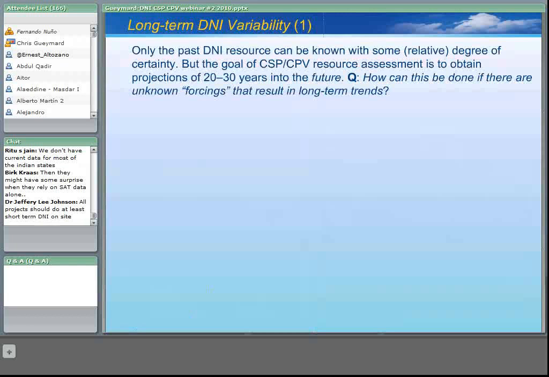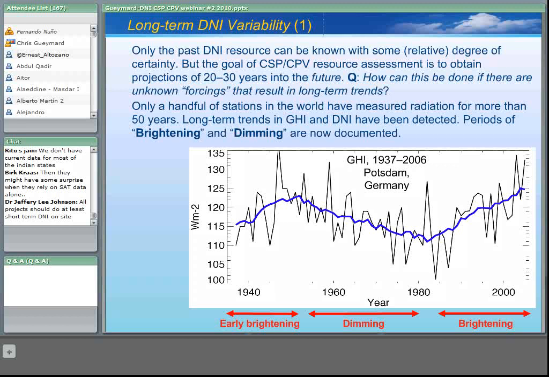We have now obtained some interesting data from the past, and that show that we have kind of cycles, and they are called brightening or dimming. So this was an early brightening period until the 1950s, followed by some dimming period until the 1980s, maybe early 1990s, and now again some kind of brightening period. And this shows in the global irradiance data from Germany. That could be a little bit different for DNI and obviously for other sites in the world. But still, this is a general situation.